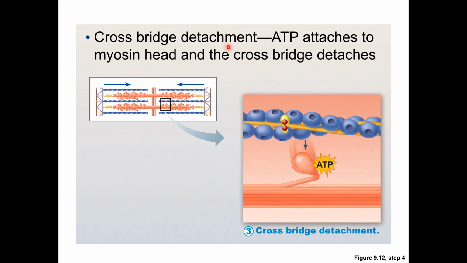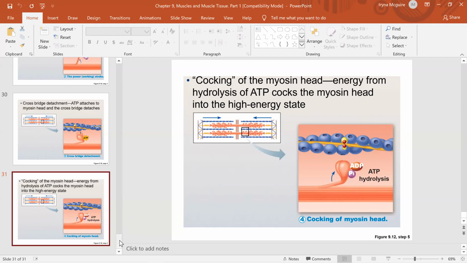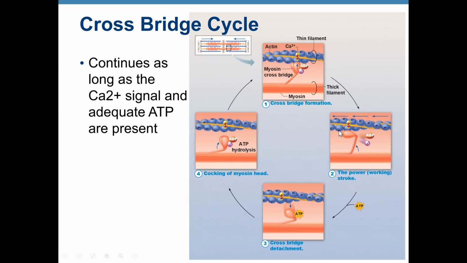Then cross bridge detachment. So ATP attaches to the myosin head and the cross bridge detaches. And then cocking of the myosin head. And cocking means this head is in a high energy form. It's ready to form the cross bridge again, so the process can repeat. So energy from hydrolysis of ATP cocks the myosin head into a high energy state. Okay, and as long as we have everything we need, calcium and ATP, we continue this process, right? That's contraction of the muscles.